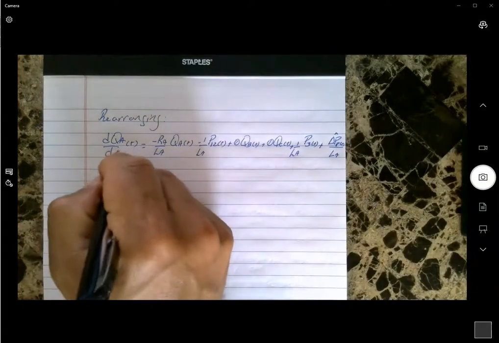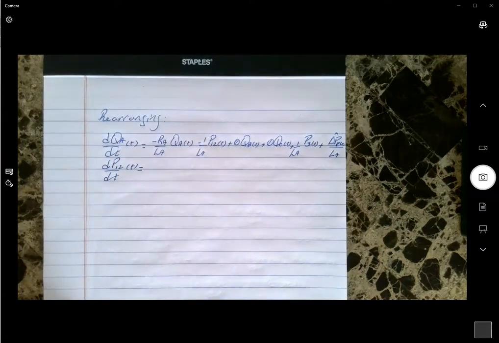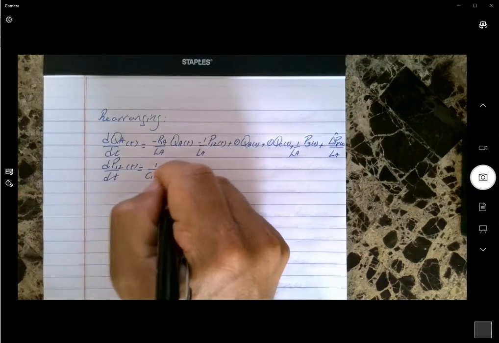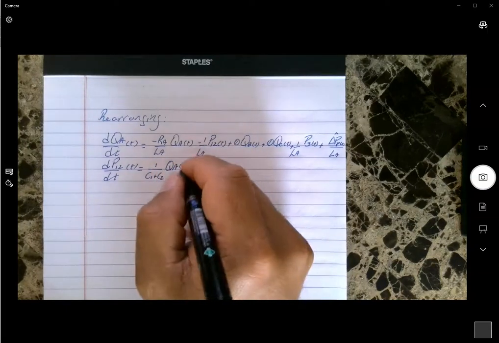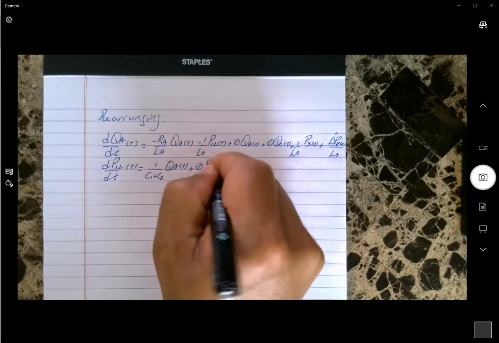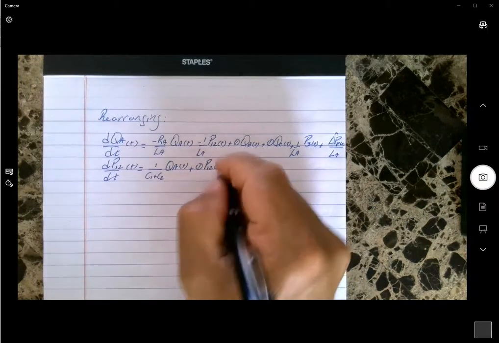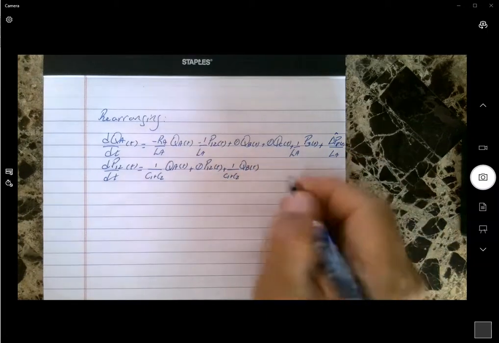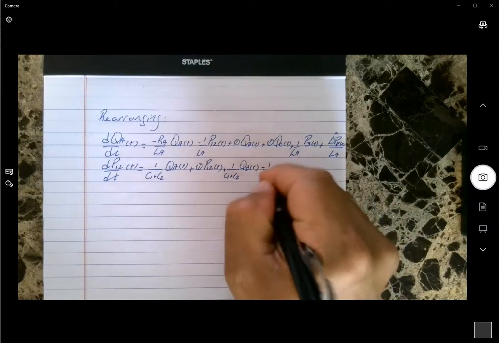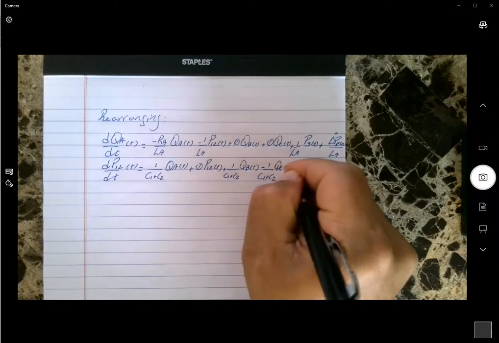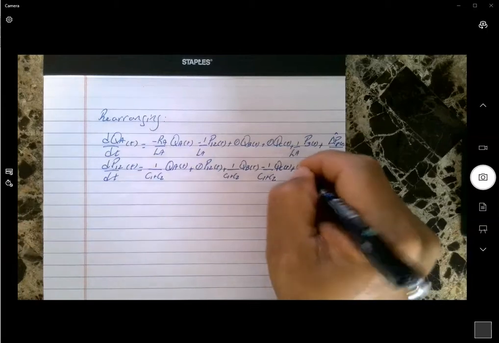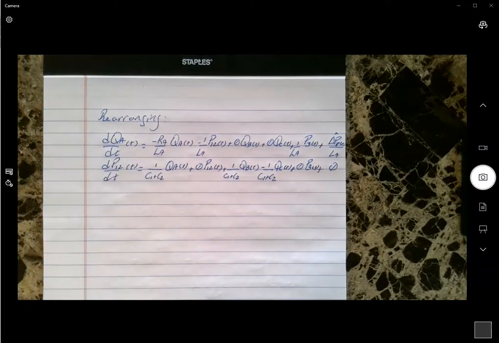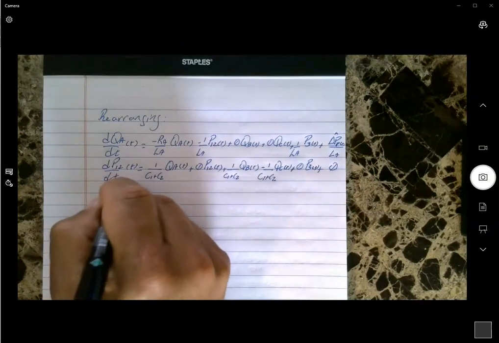Second equation, dP12 dt. So we have 1 over C1 plus C2 times QA. 0 that multiplies P12. We have plus 1 over C1 plus C2 that multiplies QB. We have minus 1 over C1 plus C2 that multiplies QC. We have nothing that multiplies P3. And then we have nothing as an independent term. That is equation 2.